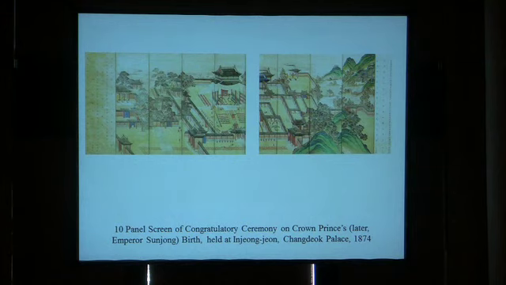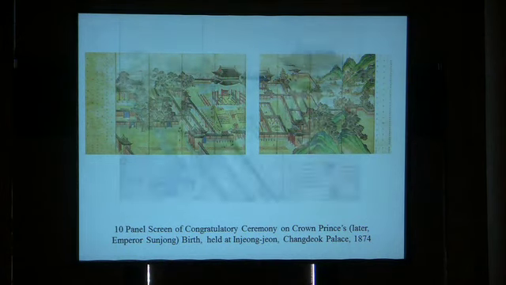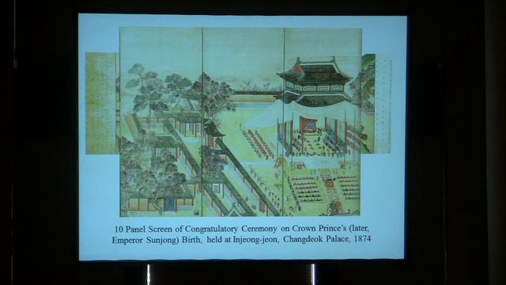Changgyeong Palace was mainly for ladies, but still there is a throne hall. In each palace, you have to have a throne hall. So this is the Injeongjeon, which is the throne hall of the Changdeok Palace. So I'll show you the detail. Injeongjeon, and behind the Injeongjeon is, of course, the secret garden, which is not illustrated here.